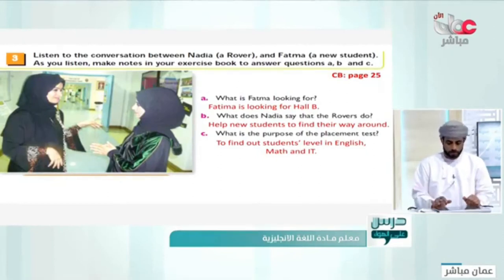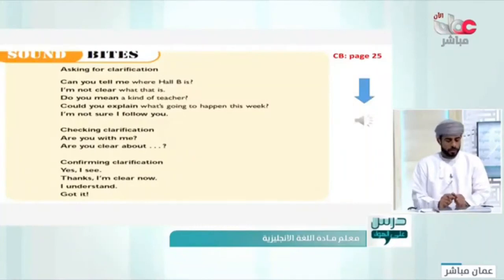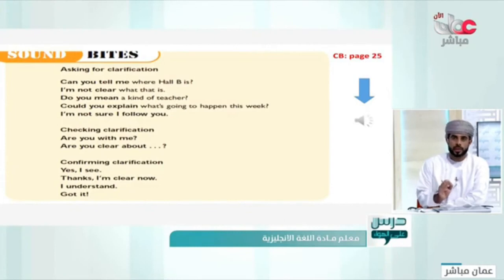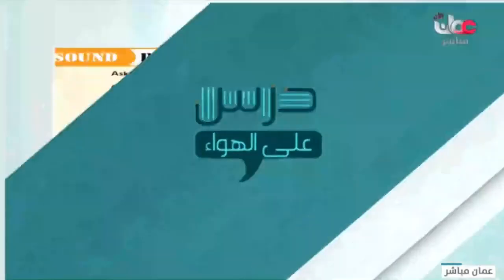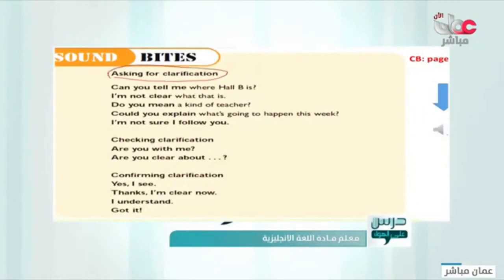Good. Let's move to the next activity, which is sound bites. And here are some phrases or sentences that you can use, for example, to ask for clarification. Hopefully, inshallah, next year you are going to be in certain universities, and here are some phrases that could help you to ask for clarification. And other phrases for checking clarification and confirming that you have understood. We are going to listen again for those and listen carefully.